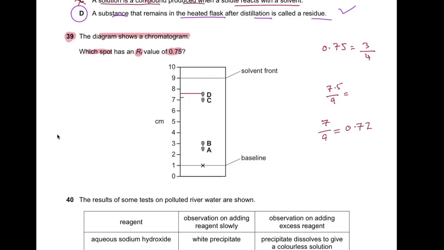So if I look for C, 0.8. So it is going to be 7.2 actually. Okay, divide 7.2 by 9. 7.2 over 9 is 0.8. So I think it's C because C is closer. So D, 0.8. B and A are wrong. So C is the correct answer. Is this clear?